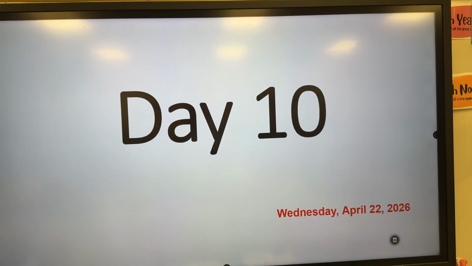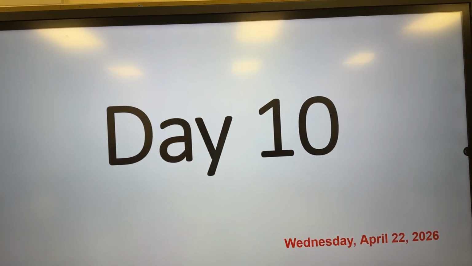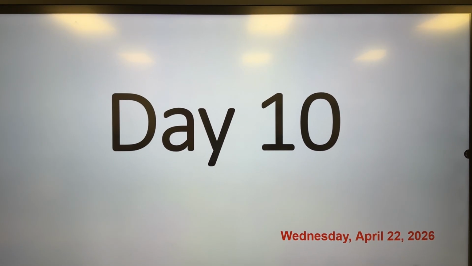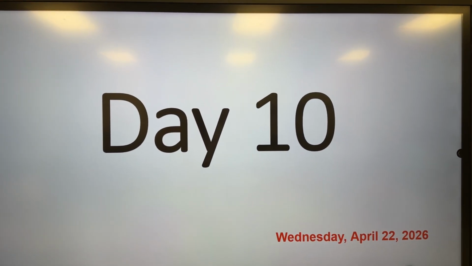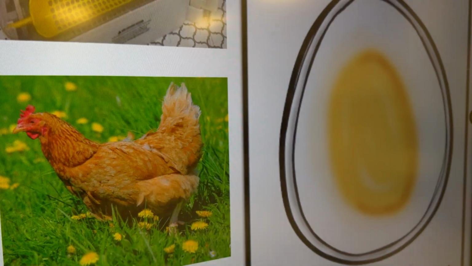Today is Wednesday, April 22nd, 2026. It is day 10 of our life cycle of a chicken unit, which lasts for how many days? 21 days. So we are almost halfway through. Today is an exciting day. We're going to mainly be talking about the day that the chicks hatch.